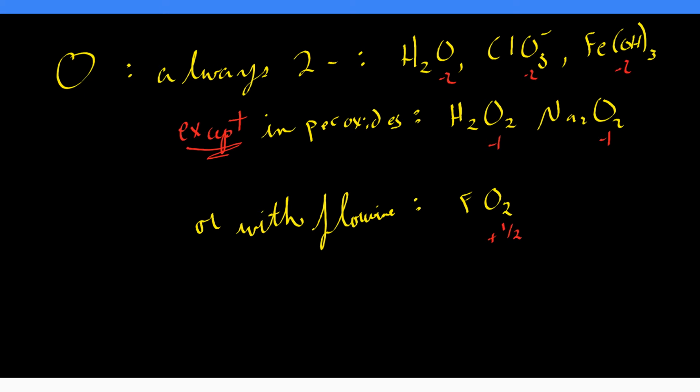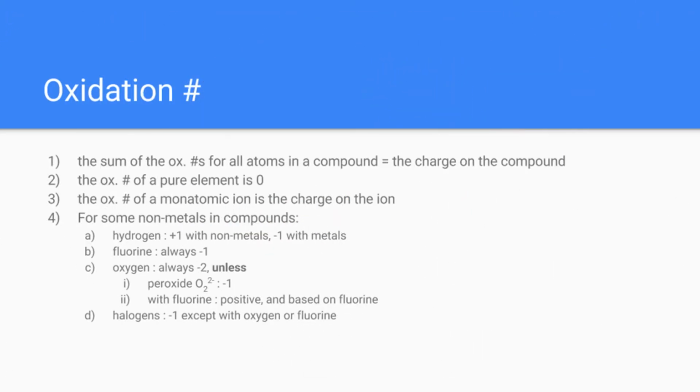And of course, fluorine is a bigger jerk than oxygen is, so it will take its -1 charge, which will force oxygen, in those rare cases where they interact, to take a positive charge. And that positive charge is based on whatever charge fluorine has. So here, FO2, fluorine dioxide, oxygen has an oxidation number of +1/2.